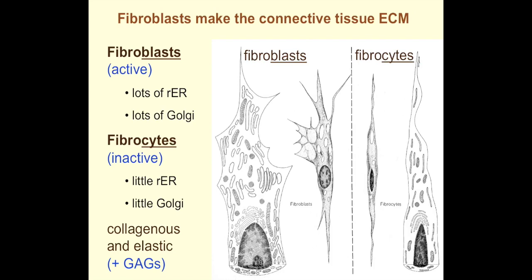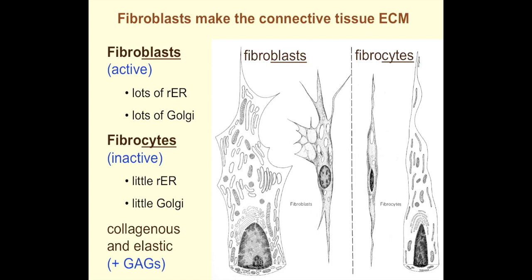So when we use the suffix blasts, it refers to an immature or an active cell. So it's an early cell which is synthesizing extracellular matrix. So it's making the extracellular matrix, the ground substance and the fibers.